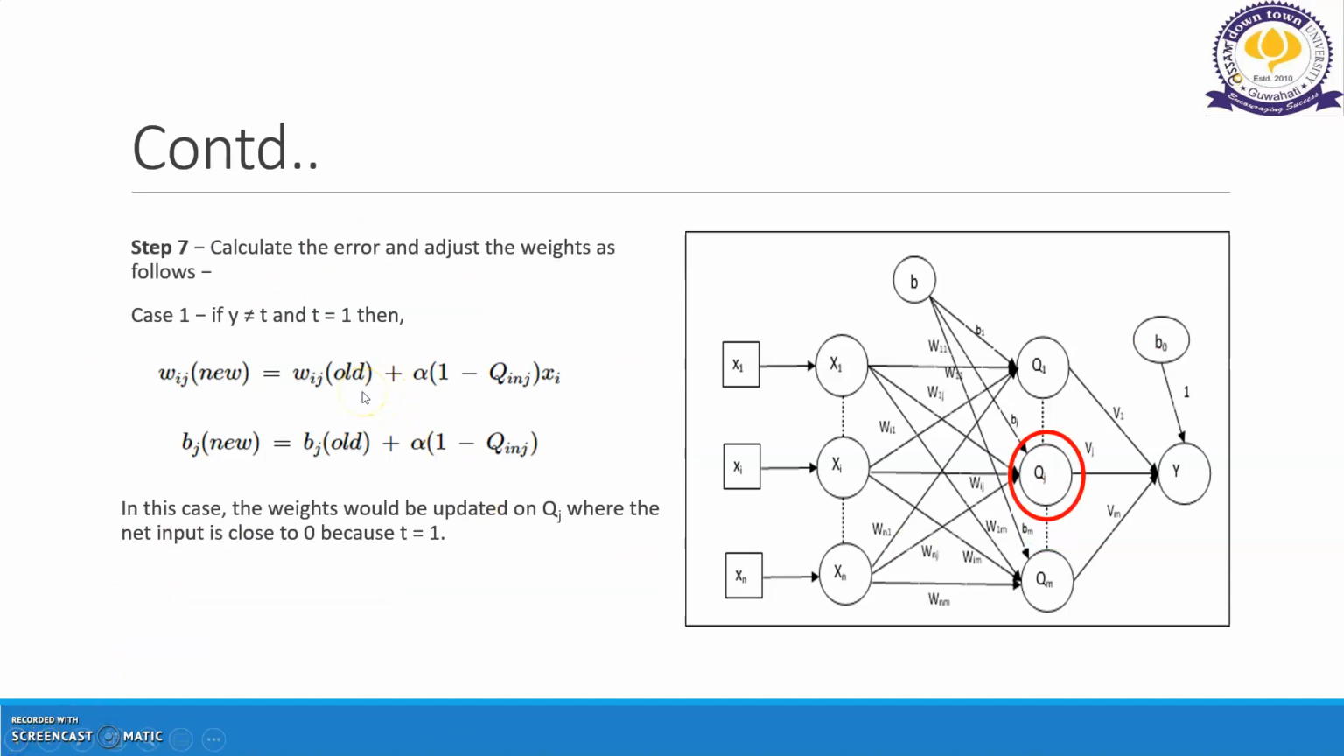Then if your target and computed value are not the same and your target is 1, that means you are getting computed value as -1. That means you have to adjust the Adaline units where your net input is close to 0. That means it's not a positive value. So in order to match the target value of +1, you have to adjust all those Adaline units where the net inputs are -1.